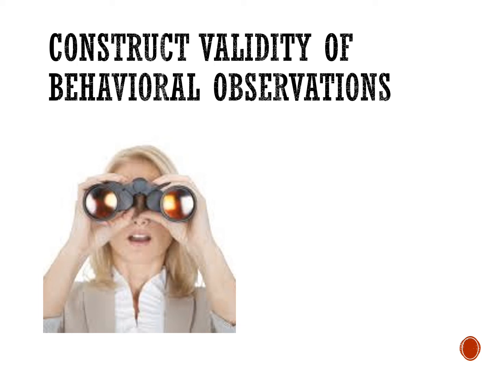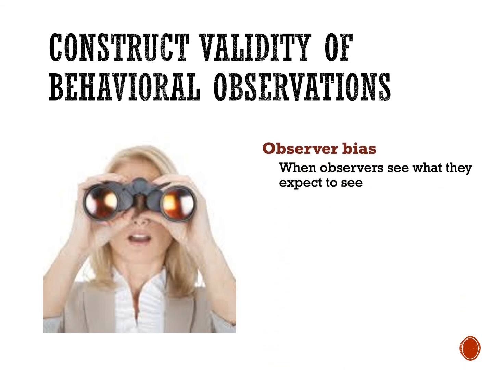So these are things that are going to threaten construct validity, and we're going to talk about after this how to address them. So one is observer bias, and this is when the observer's expectations influence how they interpret the behavior. So the observer or the researcher knows what they're looking for, and they know what their hypothesis is, and maybe they're just looking for evidence to support it. They're not really being objective.